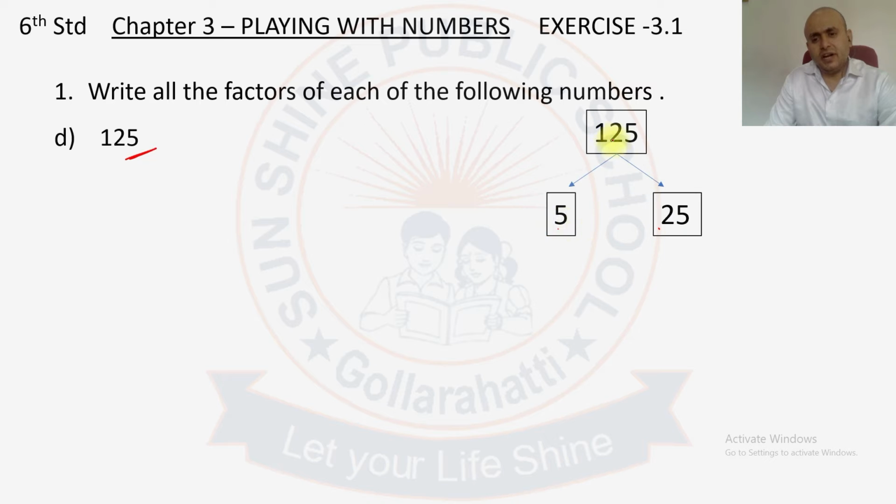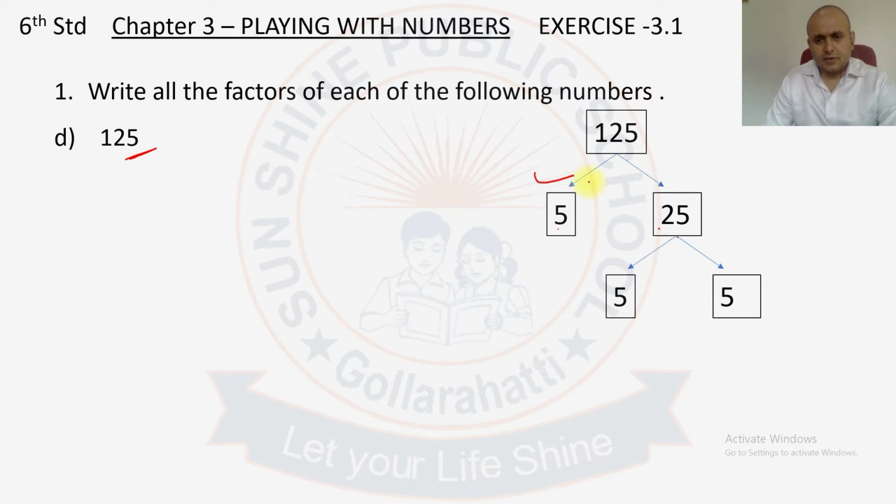Now 25 can also be divided. 25 divided by 5 is 5, 5 × 5 is 25. We cannot divide 5 any further. So 5 is a prime number, because 5 is divisible only by 1 and itself. So what are the factors here? What are the factors of 125?